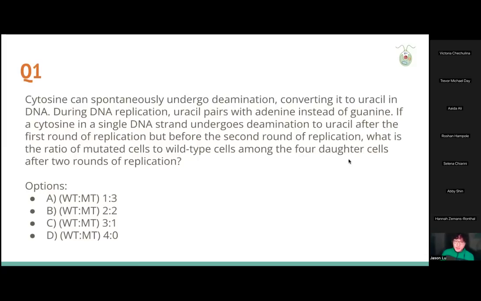So cytosine can spontaneously undergo deamination, converting it to uracil in DNA. During DNA replication, uracil pairs with adenine instead of guanine. If a cytosine in a single DNA strand undergoes deamination to uracil after the first round of replication, but before the second round, what is the ratio of mutated cells to wild-type cells among the 4 daughter cells after our full 2 rounds of replication? So I'll give you guys a minute to go over this question.